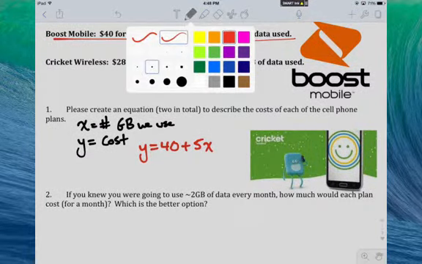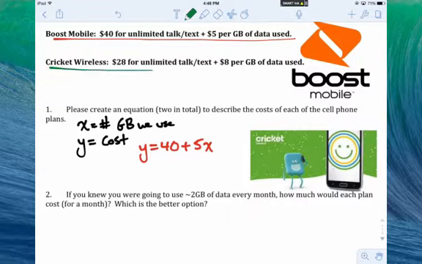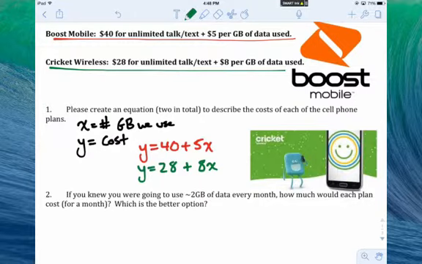Cricket Wireless, which we will do now in green, well, the cost starts a little lower. It starts at only $28 for that unlimited talk and text, but the cost per gigabyte of data is higher, 8 times x.